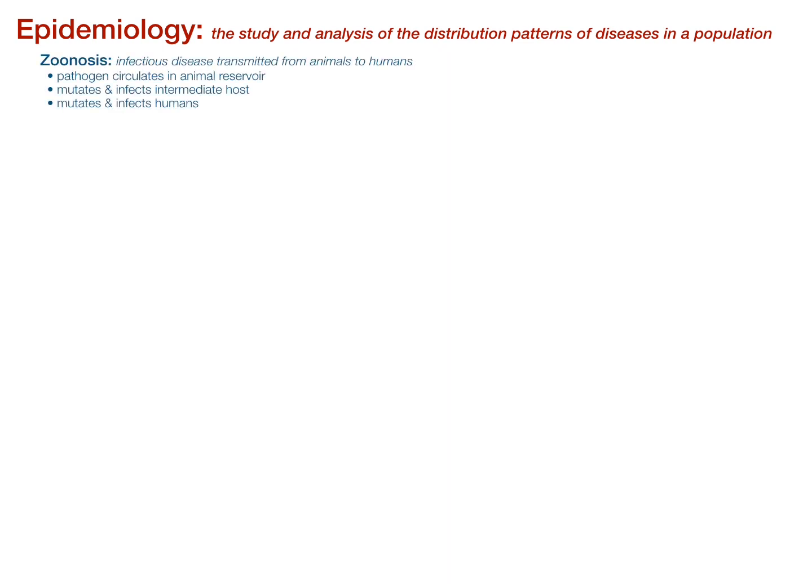Now, COVID-19 is related to MERS and SARS. All are coronaviruses and all are zoonoses. In other words, they are all infectious diseases transmitted from animals to humans. The initial pathogen circulates in an animal reservoir and then mutates and infects an intermediate host. It mutates again and then infects humans.